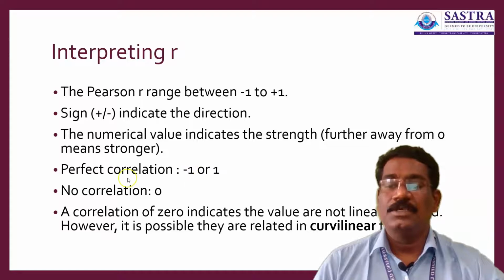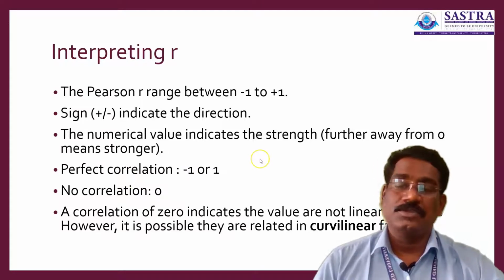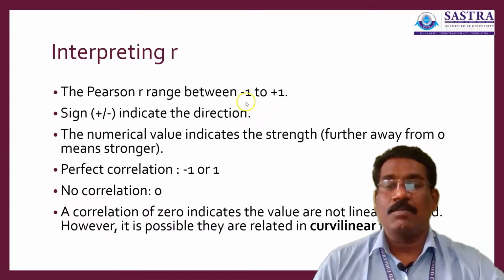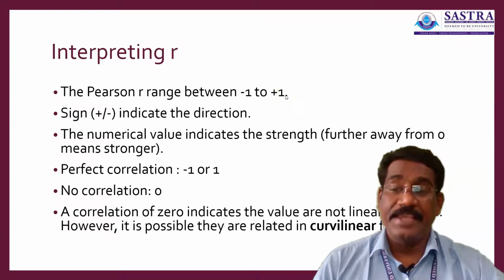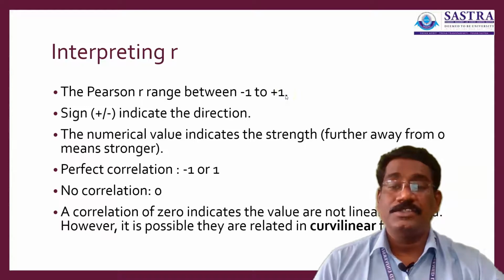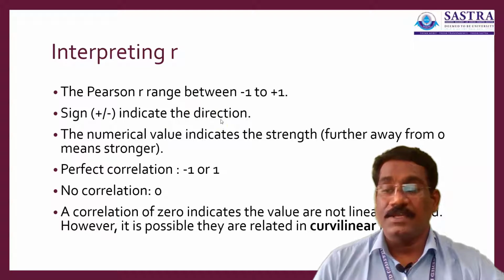So we were mentioning, if the value is 0, then there is no correlation. It ranges from minus 1 to plus 1. The plus or minus sign near the R value indicates the direction of the relationship. If stress increases, what happens? The performance of the employee goes down. So in that context, definitely you will have an R value with a negative sign.